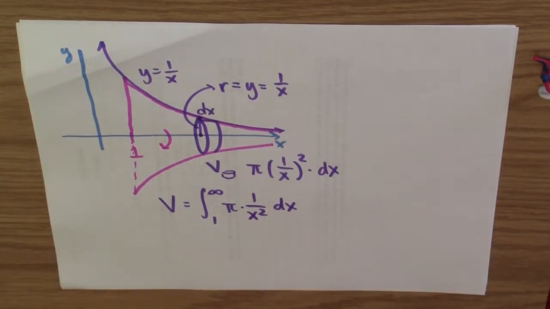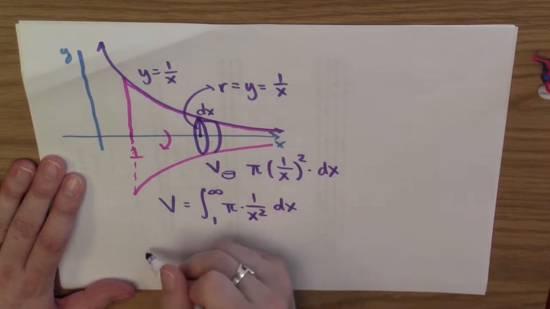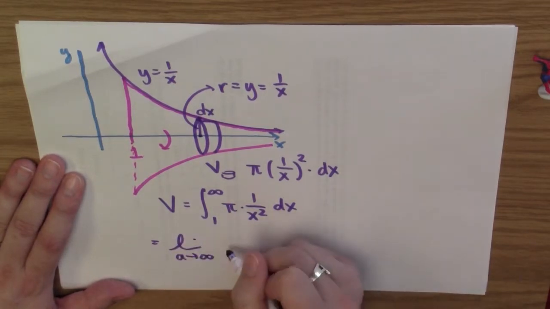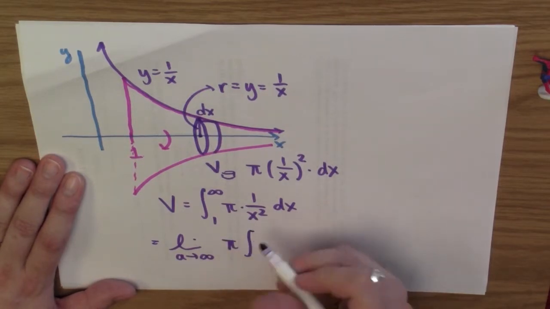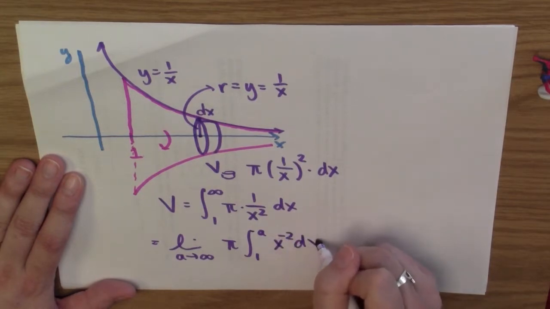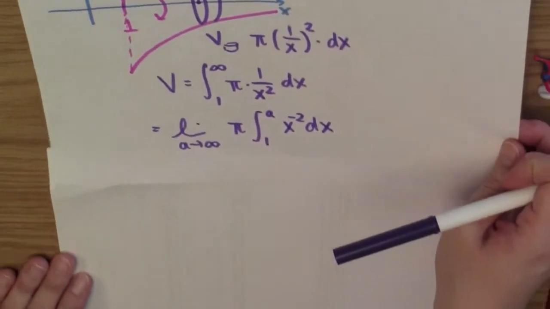Okay, so let's go ahead and evaluate this integral. It's an improper integral, so I go ahead and use some value here, and I take the limit. So what I get is the limit as maybe a approaches infinity. I have constant pi. I'm integrating from 1 to a, and I have x to the -2 times dx. All right, so I'm going to evaluate this integral.